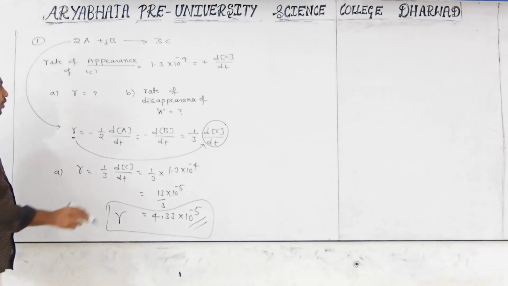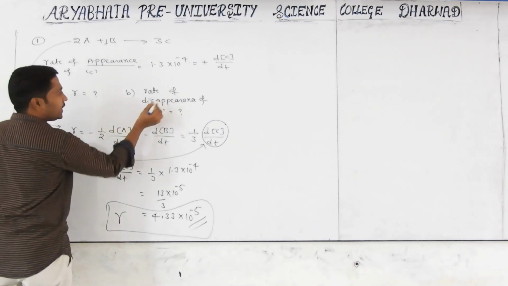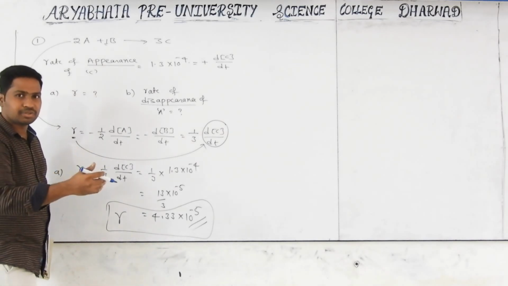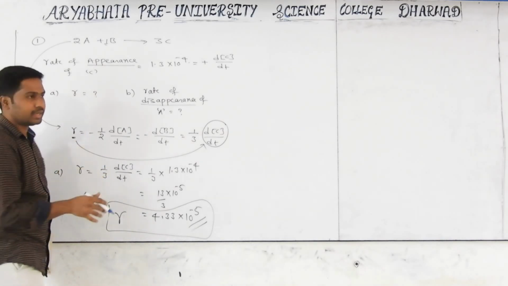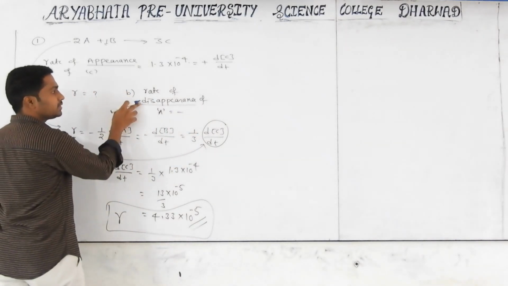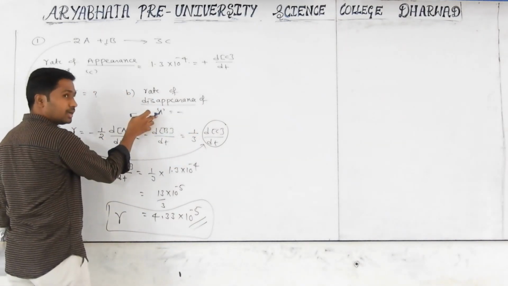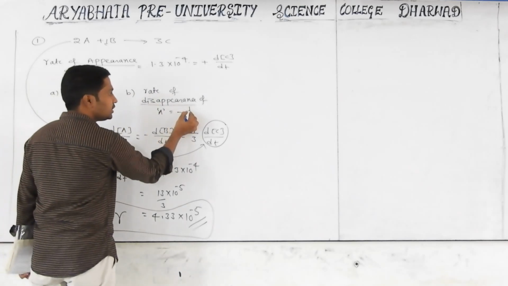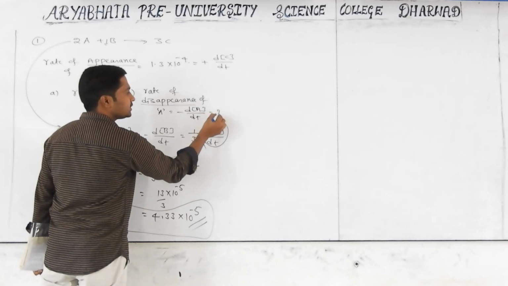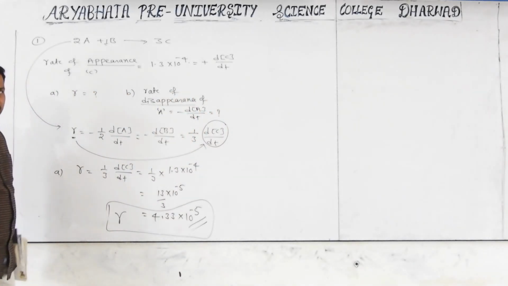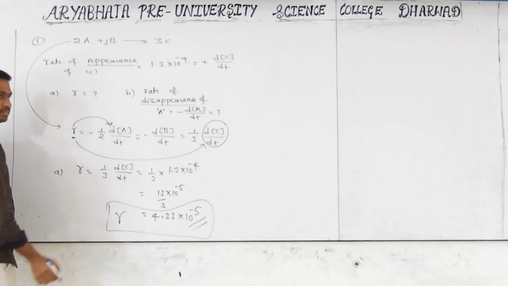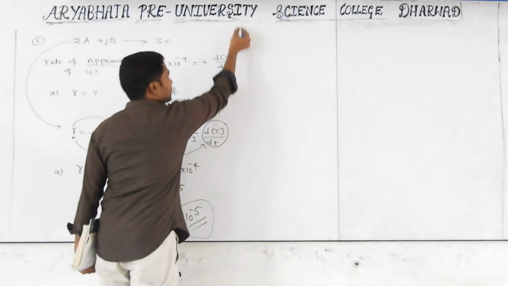Got it? Now it is asking one more time: rate of disappearance of A. Disappearance, conjunction, decomposition, all have the same meaning. That indicates a negative sign, because it is a reactant. Rate means change in concentration of A by time change is asked this time. What has to be done? Can we use this relation? Yes.